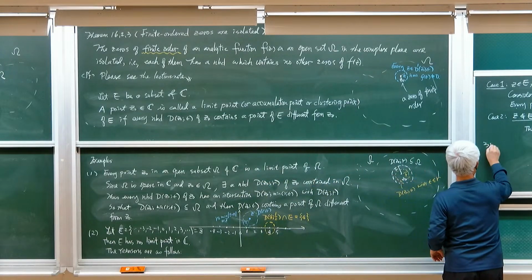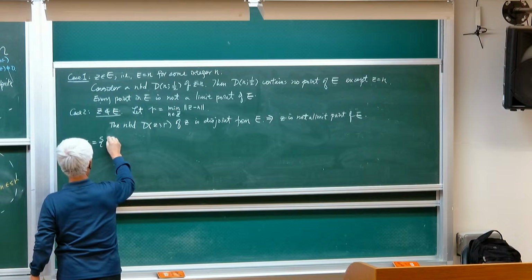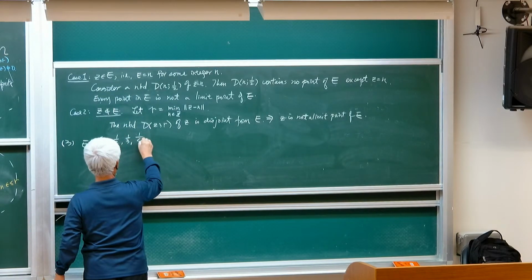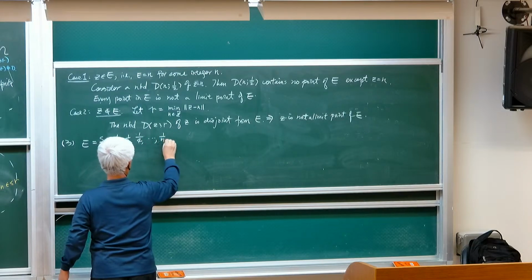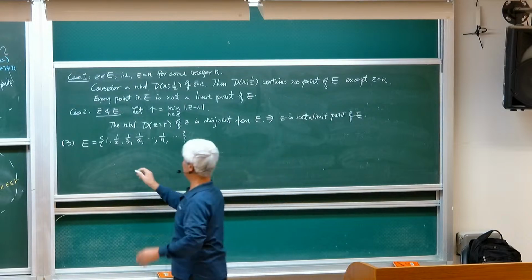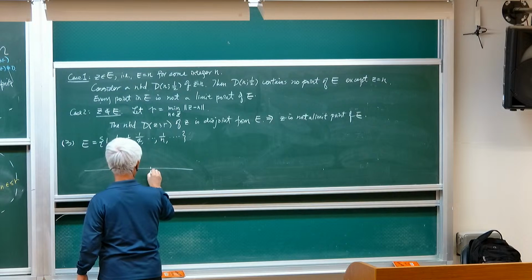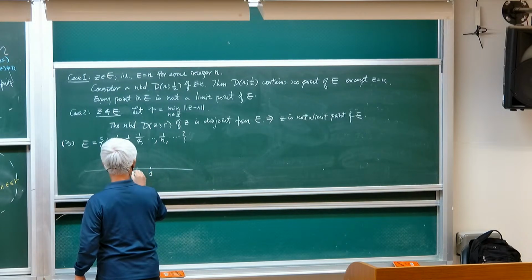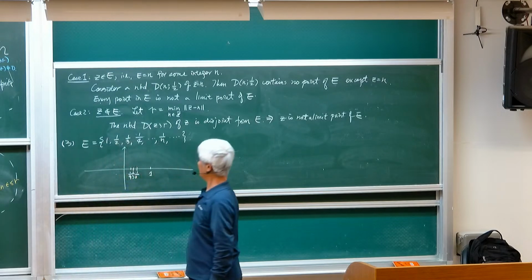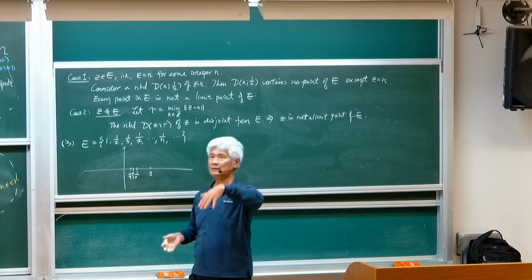The third example, we consider one half, okay, so we consider the situation that E is a countable set.